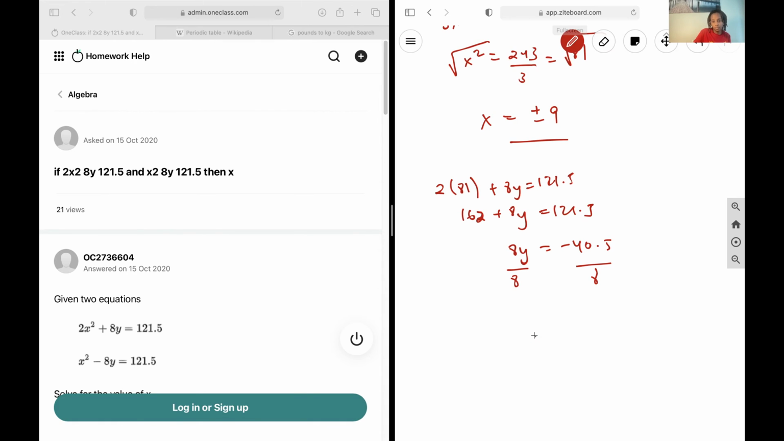and that will leave us with y is equal to negative 5.0625. And those are your two answers. X is equal to positive or negative 9, and y is equal to negative 5.0625. And that's it.